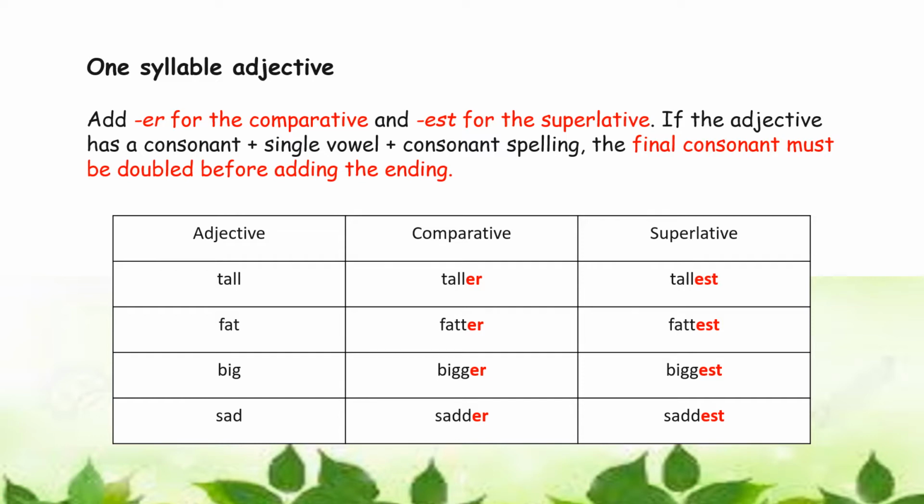Fatter, fattest. Big, bigger, we doubled. Bigger, biggest. We doubled before adding the ending, which is est for superlative and er for comparative. Sad, sadder, saddest. Okay, so we doubled and then add the er for comparative and add est for the superlative.